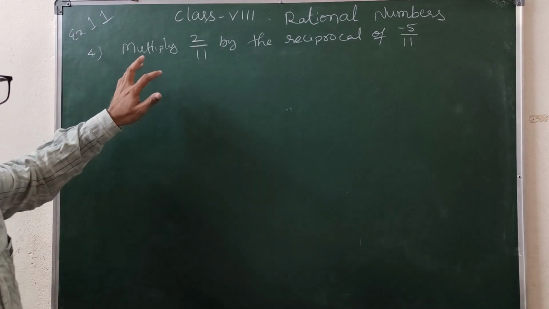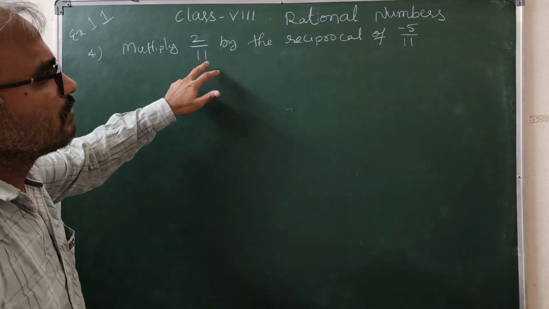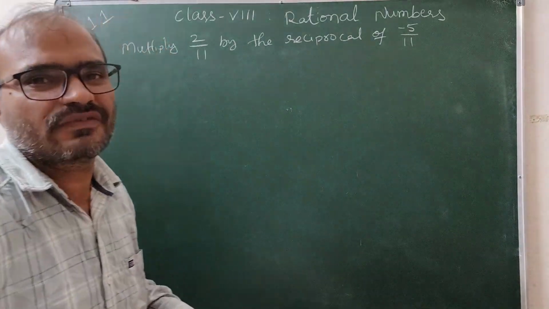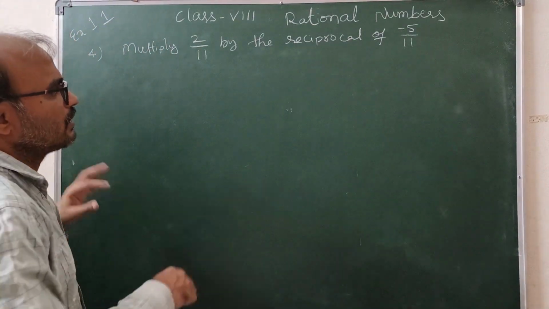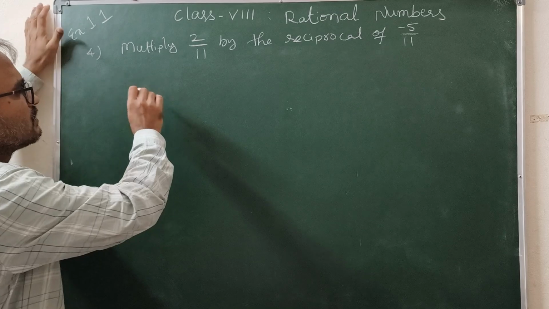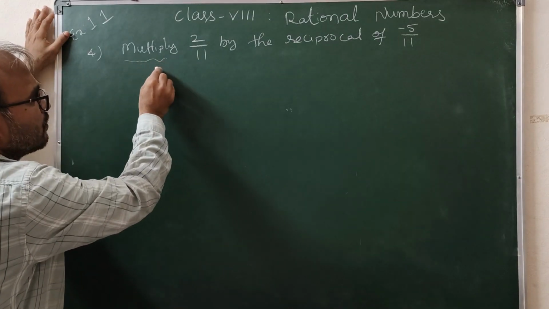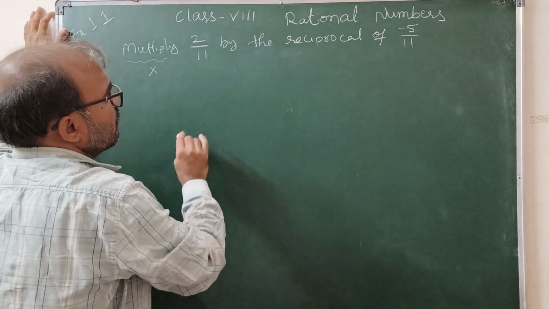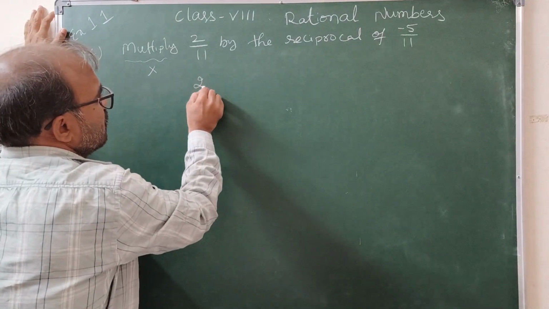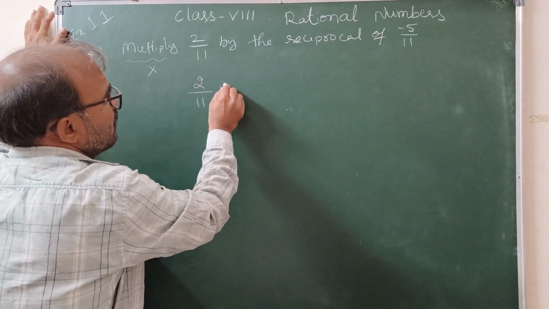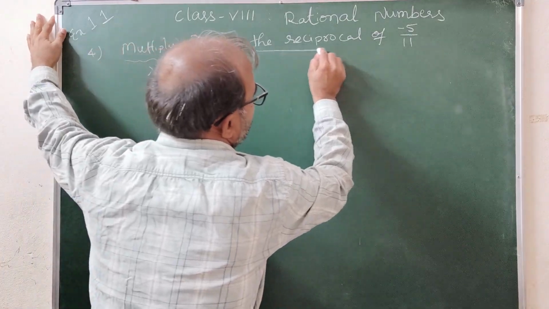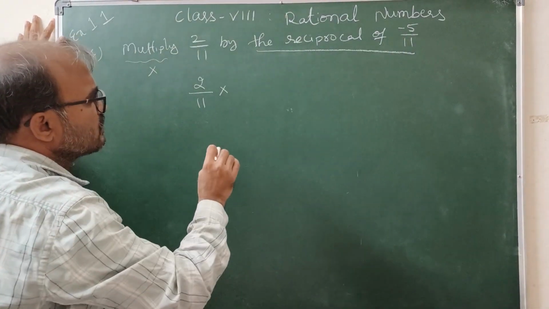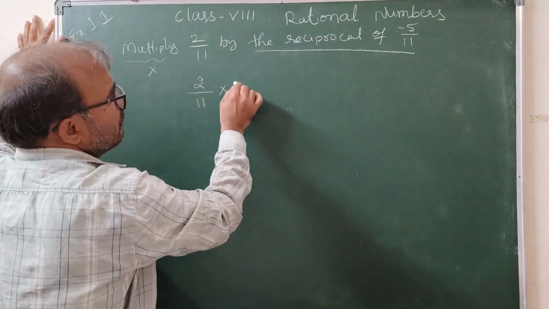The question is: multiply 2 by 11 by the reciprocal of minus 5 by 11. So here the question says we have to multiply. What do we have to multiply? We have to multiply 2 by 11 by this number, the reciprocal of minus 5 by 11.